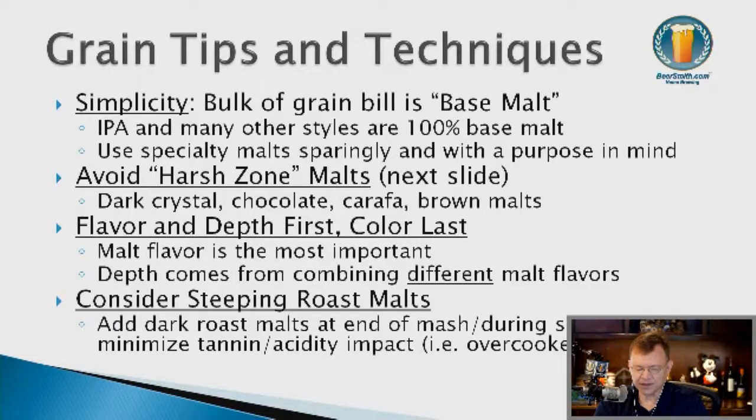The next point is avoid the harsh zone malts. I'm going to talk a lot about the harsh zone malts on the next slide. But there are a number of malts between 70 and 200 Lovibond that have very harsh flavoring to them. You want to use those sparingly because they can easily overwhelm your beer. The next concept is flavor and depth first and color last. What I mean by that is you pick your specialty malts not based on the color. You really want to base them on the flavor that you're shooting for.